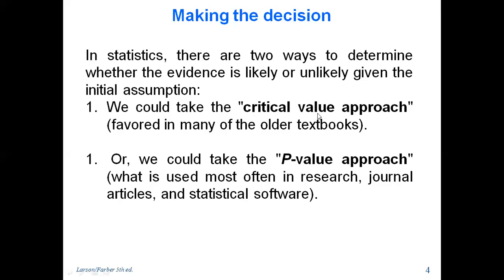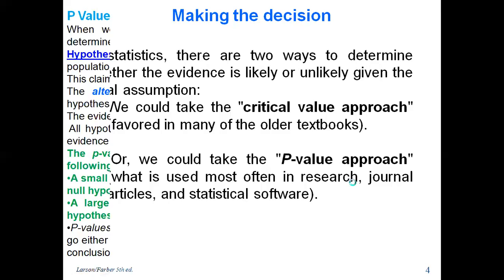So there are two ways through which we can take the decision. One is the critical value approach, which is used in older texts, and another is the p-value approach, which is mostly used in research journal articles and statistical software. So today our focus will be hypothesis testing using the p-value approach.